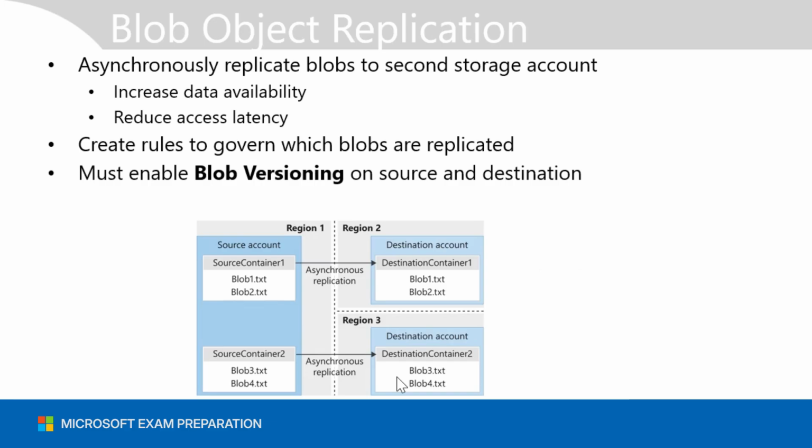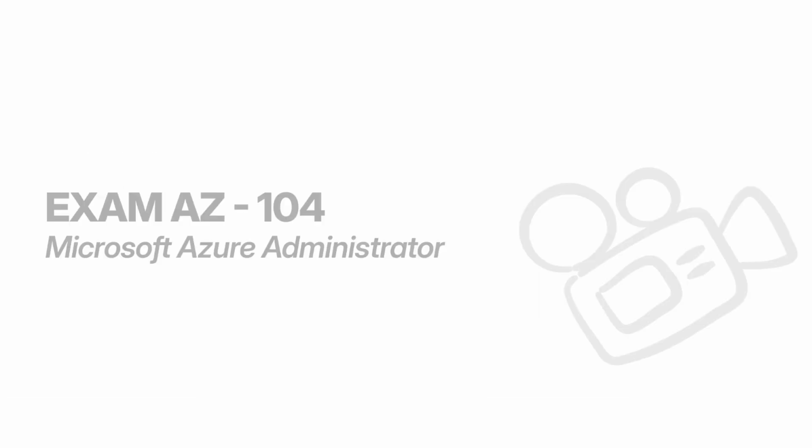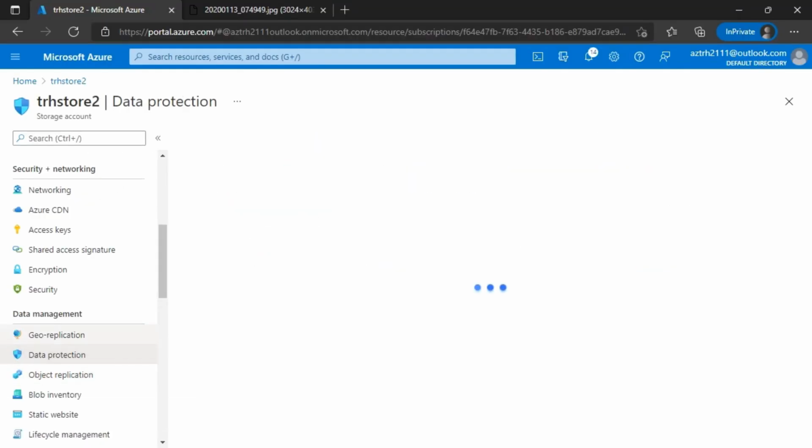In order to turn this on, you have to turn on two settings in your storage account. One is called Blob versioning on source and destination accounts. This is so Azure can track versions of the blobs. And then another feature you must turn on is what's called a change feed on the source storage account. Change feed is like a transaction log for blobs that tracks changes that happen to them. Let me turn those on, and then I'll show you how to set up replication. To change those settings, you go to Data Protection Blade.